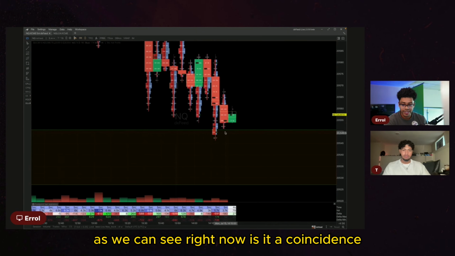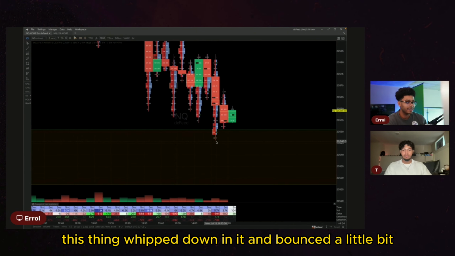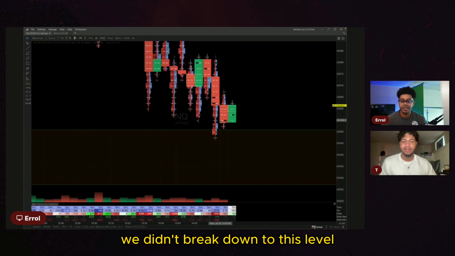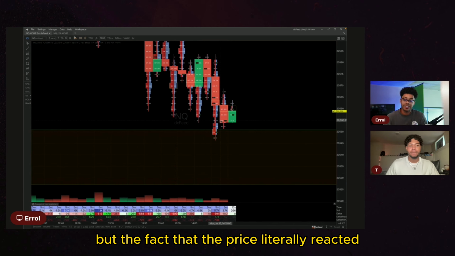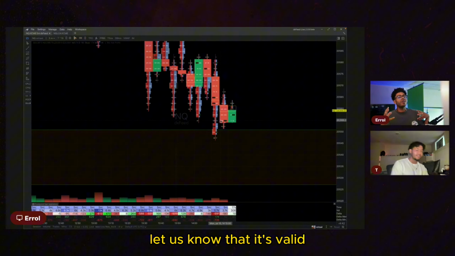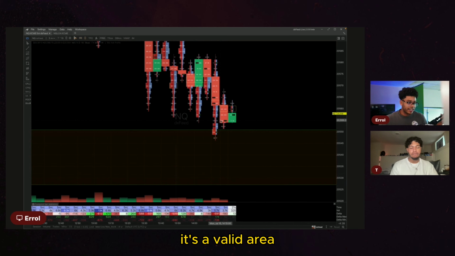As we can see right now, is it a coincidence this thing wicked down into it and bounced a little bit? Look, we haven't reversed. We didn't break down to this level, but the fact that the price literally reacted, it touched it, like boiling water. It lets us know that it's valid. It's a valid area, right?